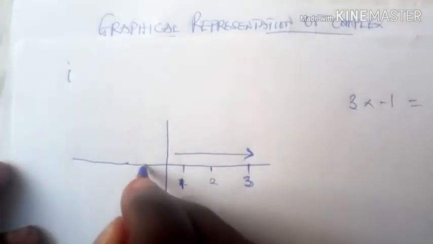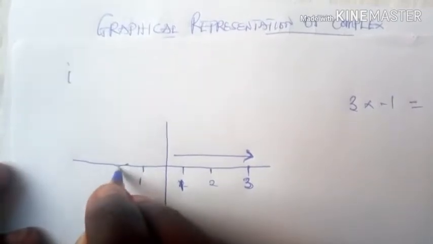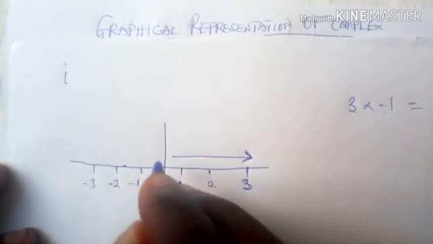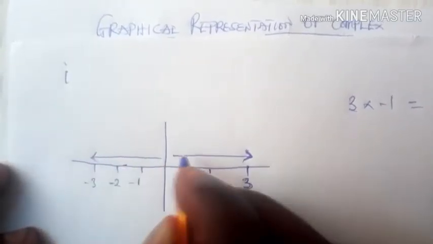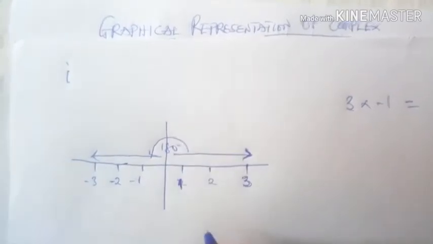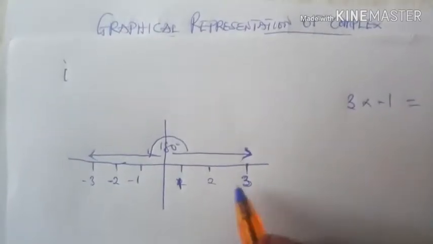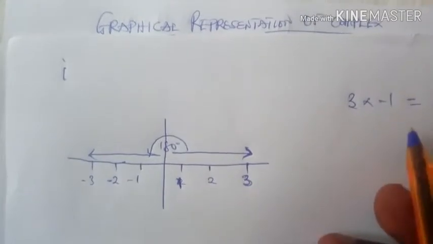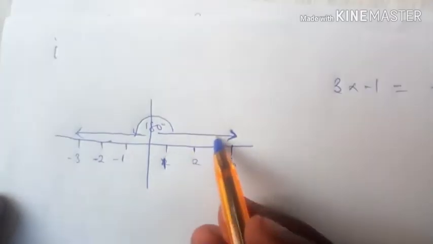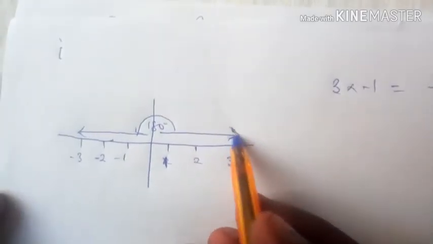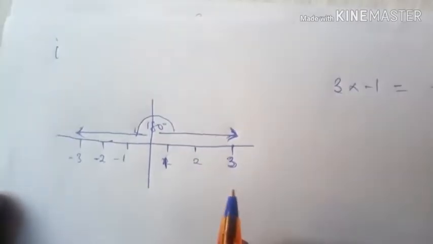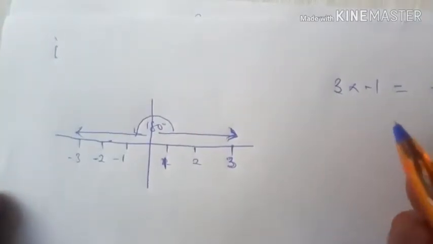And this turns the vector through 180 degrees anti-clockwise. That's what it does. 3 multiplied by negative 1 gives us negative 3. It turns this vector, which was initially here, 180 degrees to the other side of it.